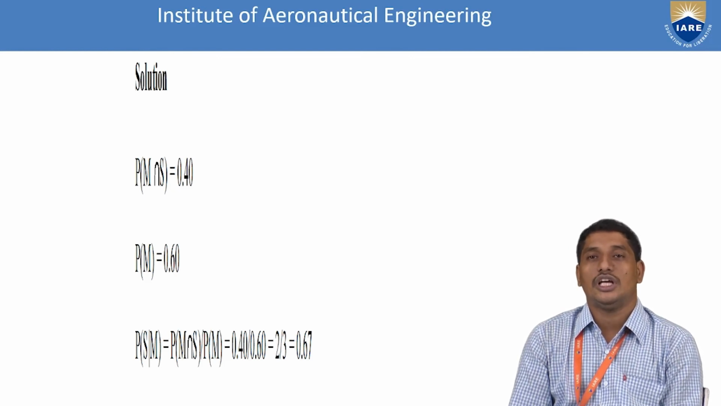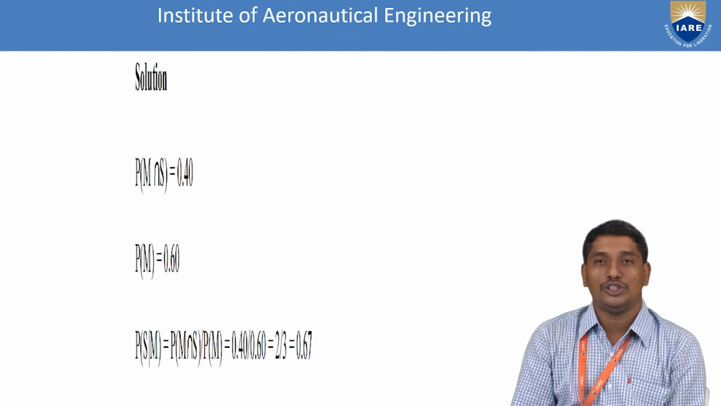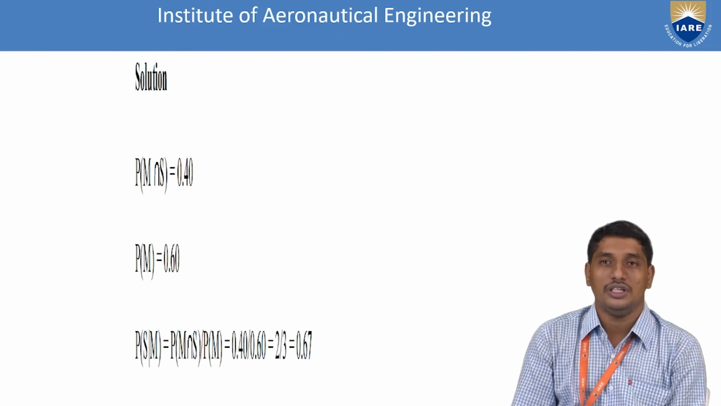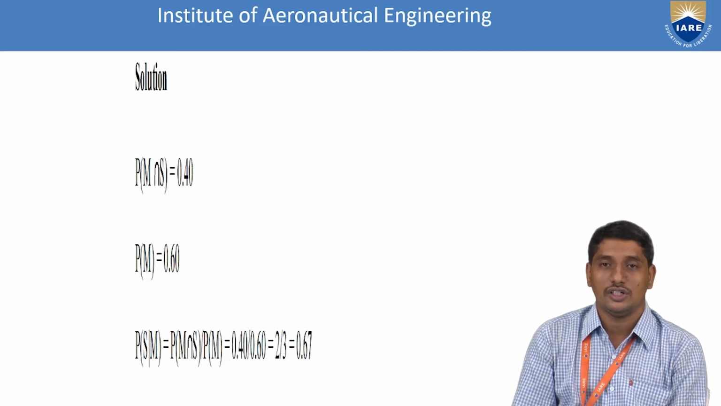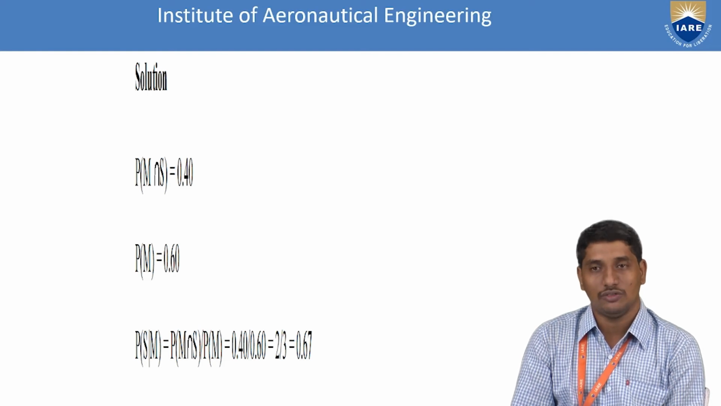So in this way, we can find the conditional probabilities by using the definition of conditional probability, and we can conclude that the probability of a student who is already interested in science is also interested in mathematics is 67%.